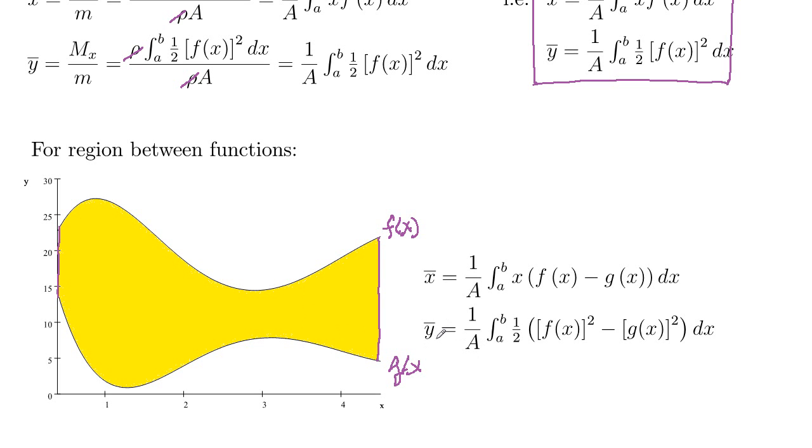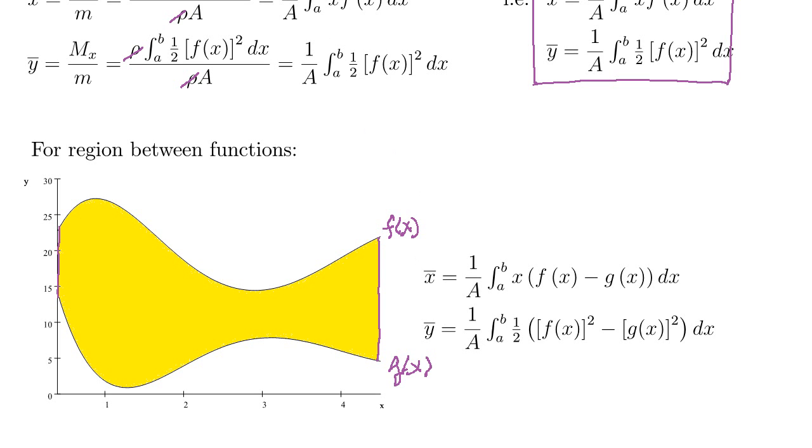And for the y coordinate of the centroid, 1 over area, and then we do 1/2 of f of x squared minus g of x squared. So you subtract the functions or subtract the squares, just like when you're finding area between the functions, you subtract the two functions. So notice that pattern.